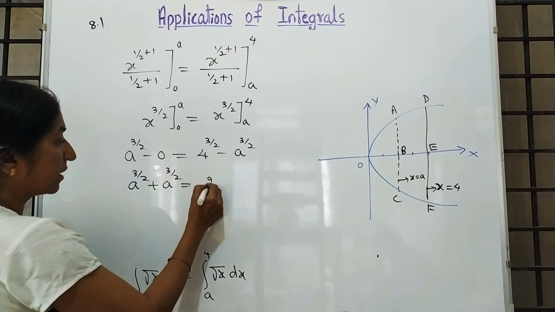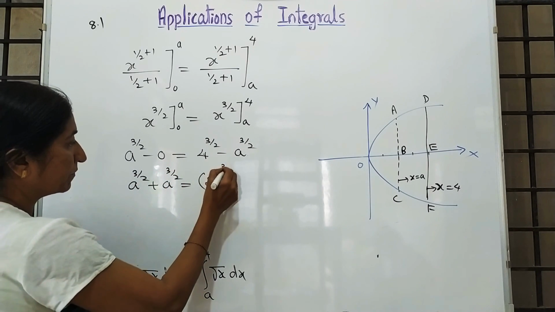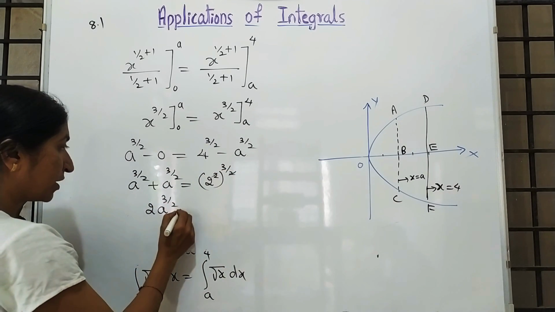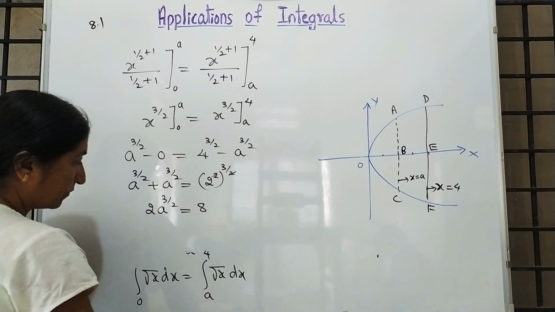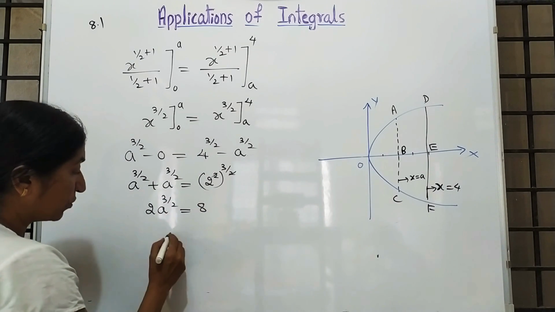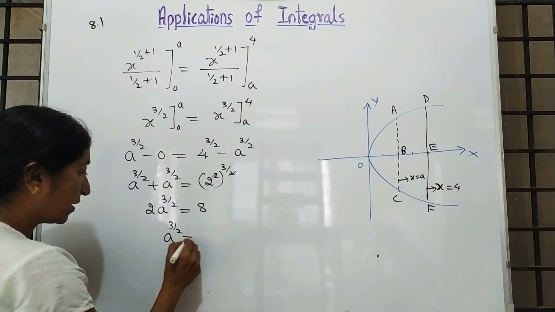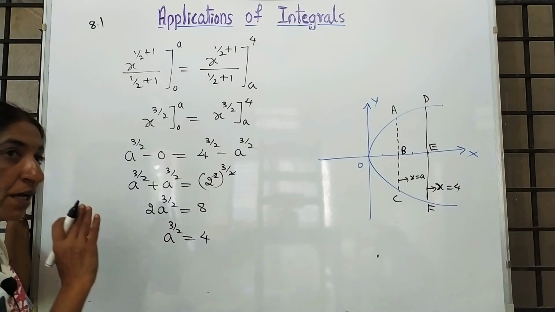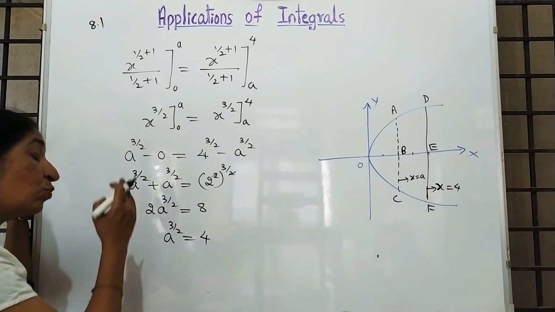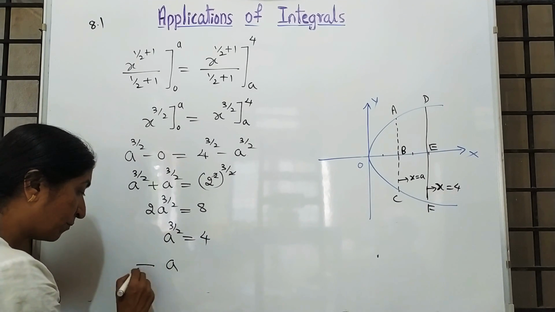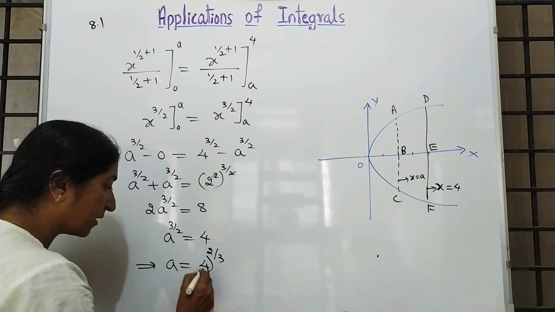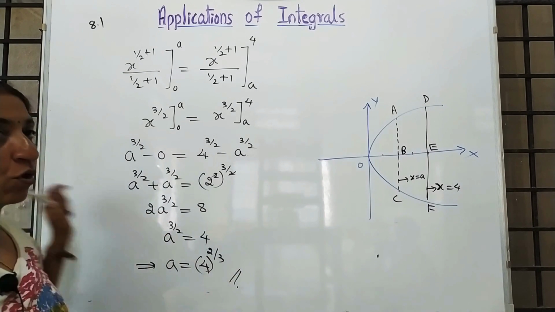And 4 is written as 2 square. Yes, it is 2 into a raised to 3 by 2, it is 8. Then what is a raised to 3 by 2? a raised to 3 by 2 is 4. But we require only a, means raising both the sides to 2 by 3. So this implies a is equal to 4 raised to 2 by 3. This is the value of a.